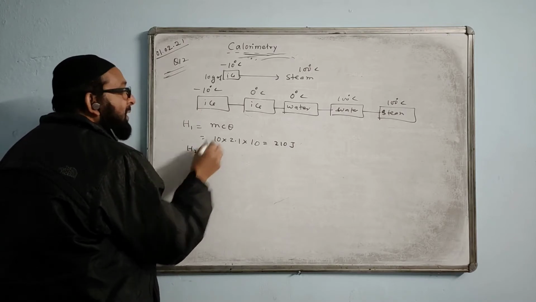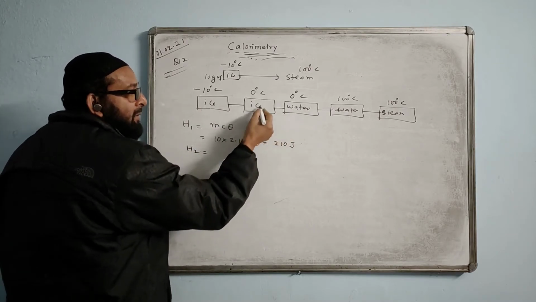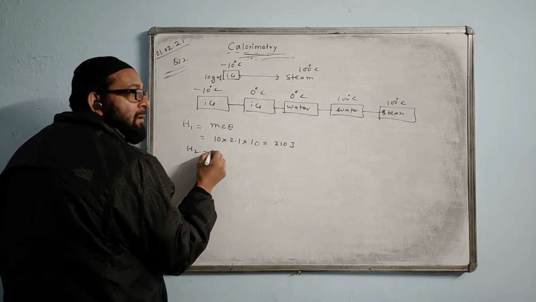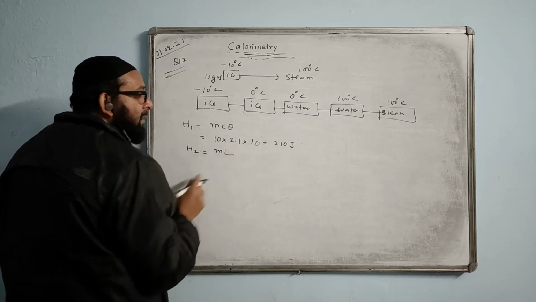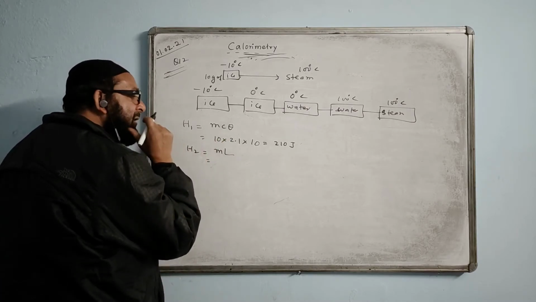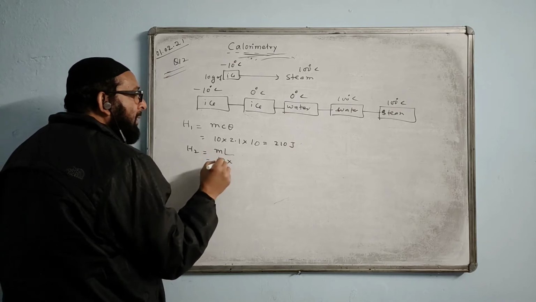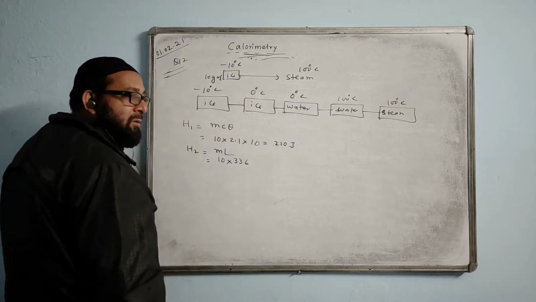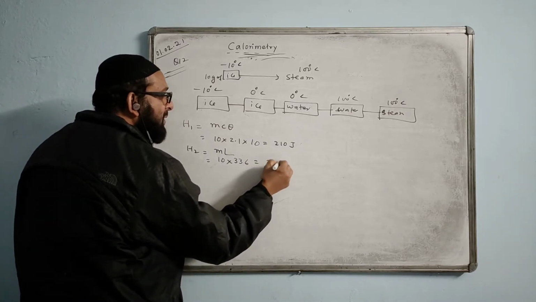Now I find H2, the heat needed for the second part. This is the melting part. Which formula will apply? ml or MC theta? For change of state, ml; for change of temperature, MC theta. Mass is given, 10. Latent heat of ice is 336. The value will be given in the question. So the answer will come at 3360 joule.